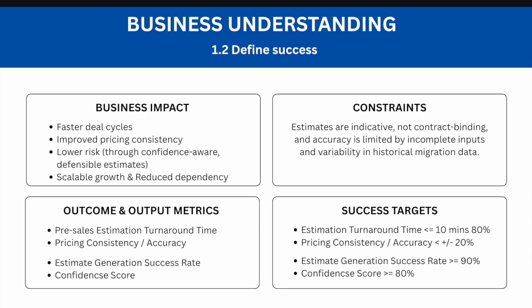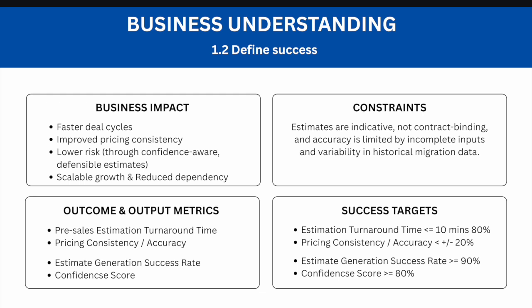The outcome and output metrics we have identified are like North Star metrics for our business. The first is the pre-sales estimation turnaround time, which we fixed to be less than 10 minutes to create one estimation. For pricing consistency, there should be no more than 20% fluctuation in the quotations we have created. Then the output metrics would be estimate generation success rate and confidence score. The estimate generation success rate should be more than 90%, so every time it should generate an estimation, and the confidence on that particular quotation should be more than 80%.